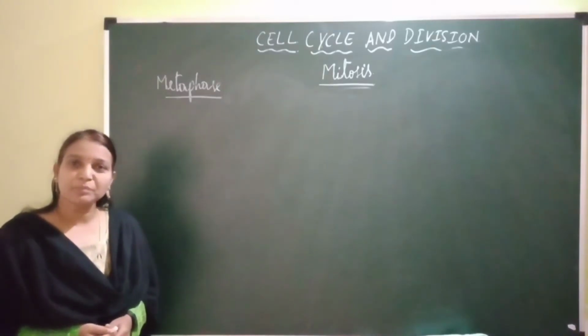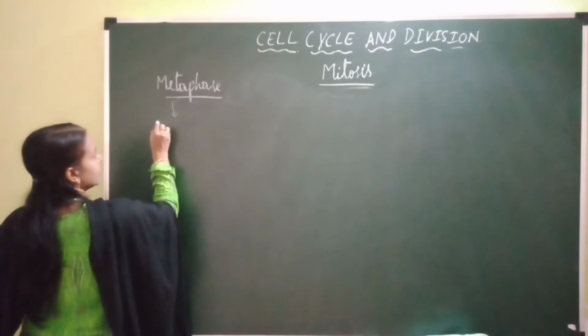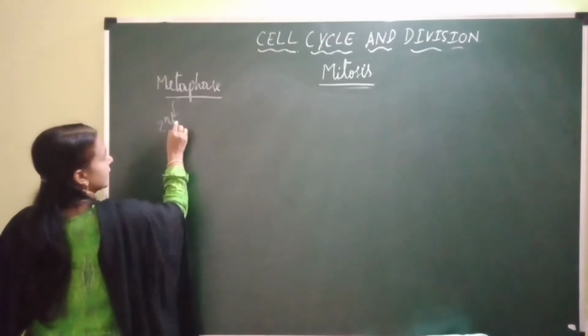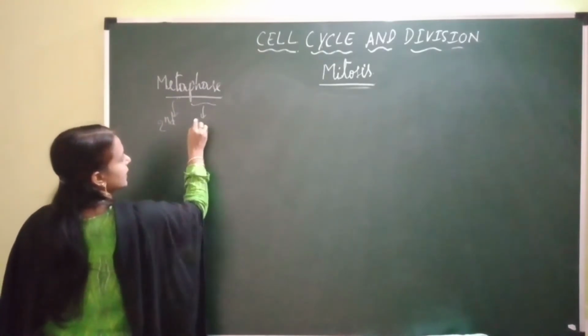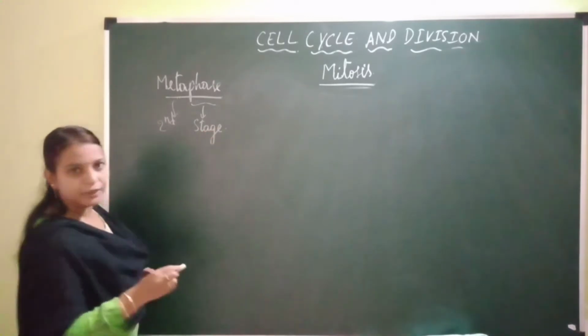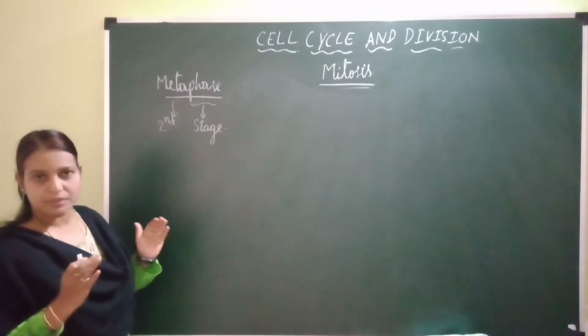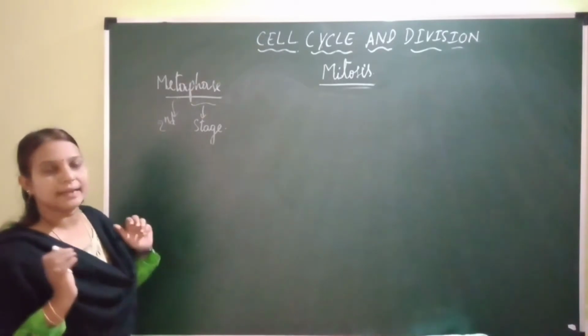So let's start with metaphase now. Meta is second. Phase is nothing but stage. So this is the second stage of the karyokinesis of mitosis. Let's see what happens during this metaphase inside the cell.